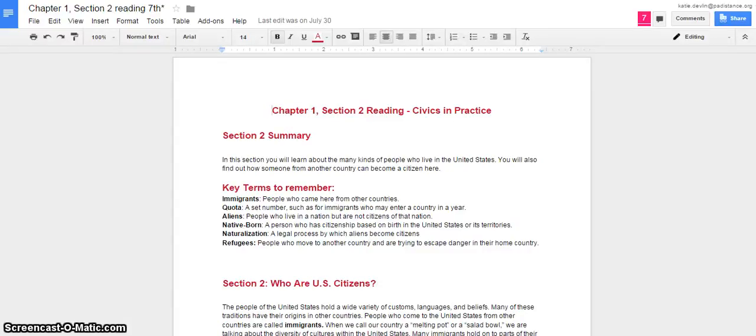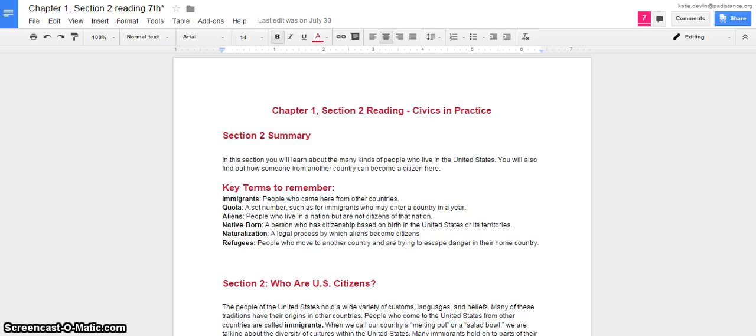Section 2 Summary. In this section, you will learn about the many kinds of people who live in the United States. You will also find out how someone from another country can become a citizen here. Some terms to remember. Immigrants, people who came here from other countries.